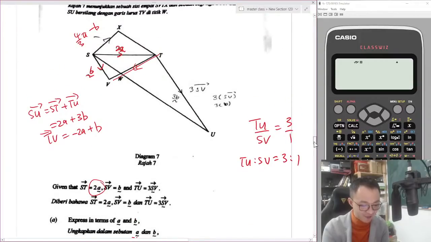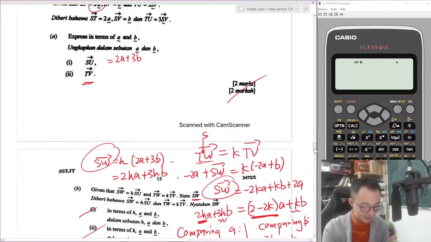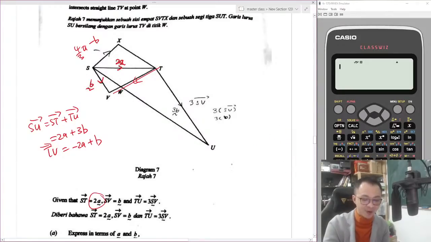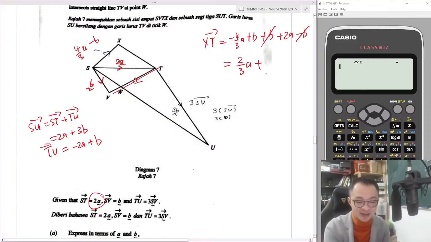SU. Do I have SU? I have SU somewhere, right? Yeah, SU I have already is here. Okay, so right now my objective is to find XT. So XT is actually equals to opposite direction, right? So it will be negative 4 over 3A plus B. And then plus B again. And then V to T will be opposite direction, right? Plus 2A minus B. Alright, so B and B minus 2 will be 6, so it will be 2 over 3A plus, this one I solve, plus B. This is my XT.